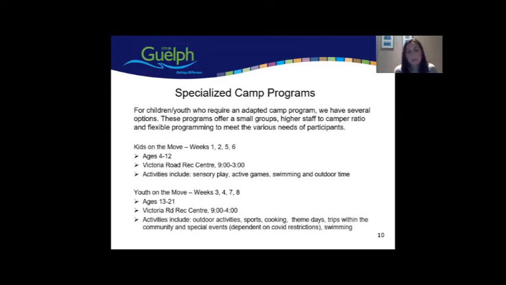So moving on, just talking about specialized camp programs. These were also mentioned briefly by Cheryl. So we have a couple specialized camp programs, and these ones are for children or youth who require an adapted program beyond our integrated camps. So these programs offer smaller groups and higher staff to camper ratio and some flexible programming to meet various needs of participants.